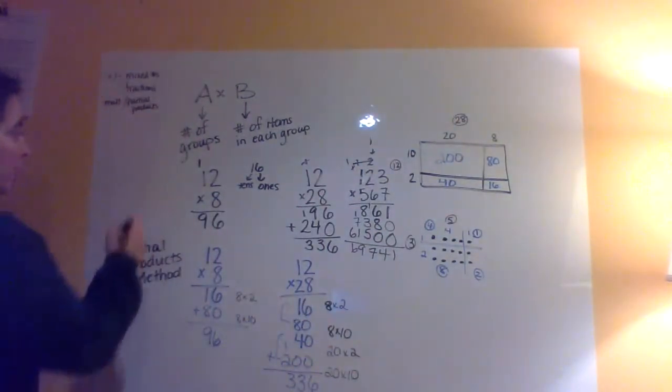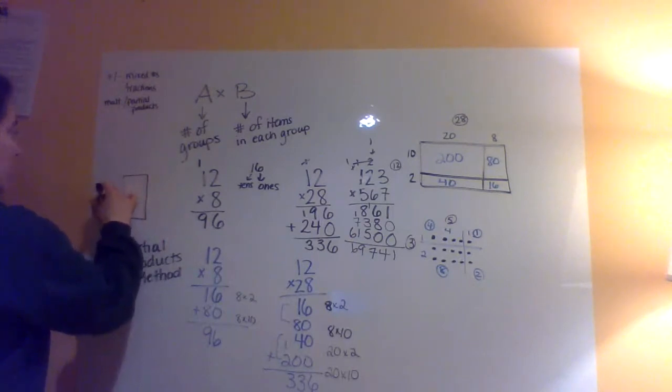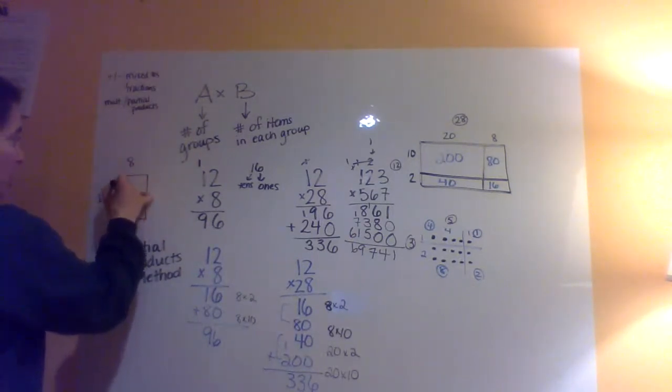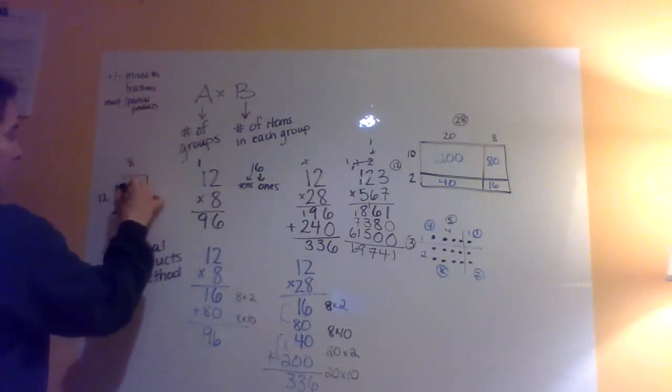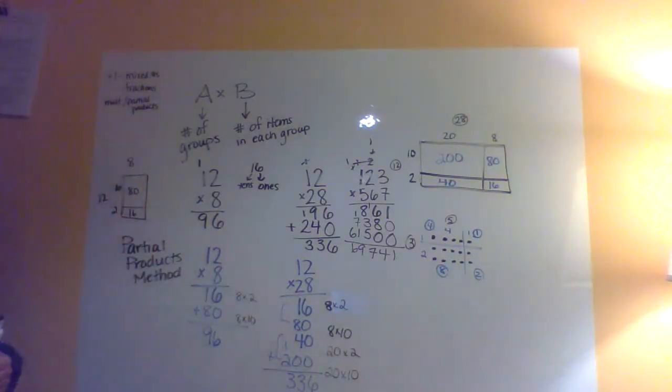If I had one like this, 12 by 8, where 8 only has ones, I would only split this up. I'd call this 10 and 2. 8 times 10 is 80. 8 times 2 is 16, just like we saw here. So it's the partial products method.